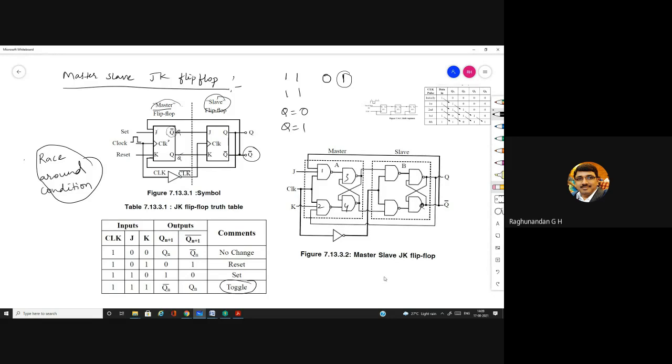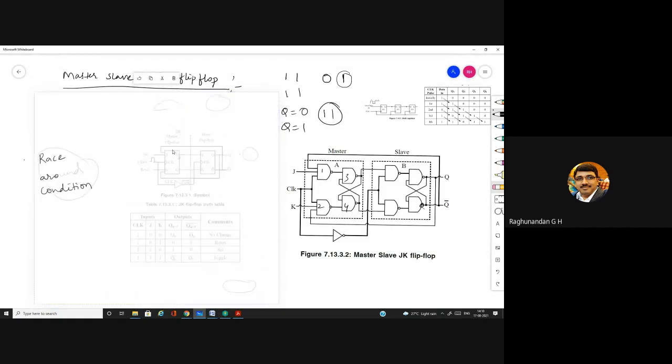But what was happening in JK flip flop was, whether you give it or not, if you just give 1 1 and leave as it is, it was continuously flickering. It was keep on changing with respect to the clock. But here, when you again give 1 1, then only it is going to change from 1 to 0 and 0 to 1. So this race around condition was avoided in master slave JK flip flop. By using this, we were able to control the flickering levels. So this is about the master slave JK flip flop.